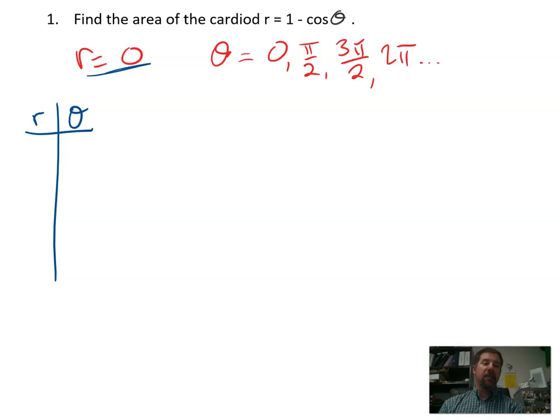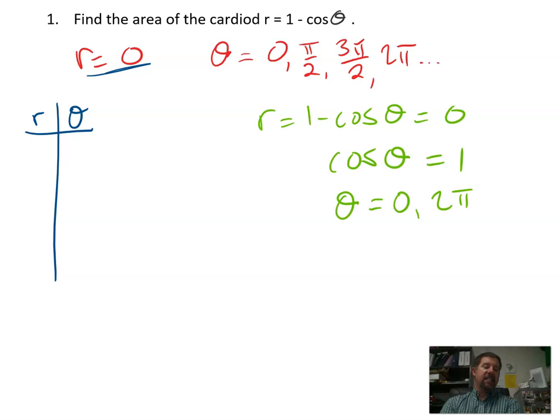I'm going to find out those thetas so I know to include those as well as my other ones on my table. So in this case, 1 minus cosine theta, my r, is going to equal 0 when cosine theta equals 1. And in this case, that's at 0 and 2 pi. So those are already ones that I'm considering up here. So I didn't really, I guess, have to do that in this step. But it's a good place to start when it's not that case.